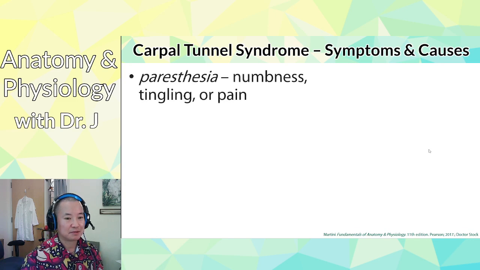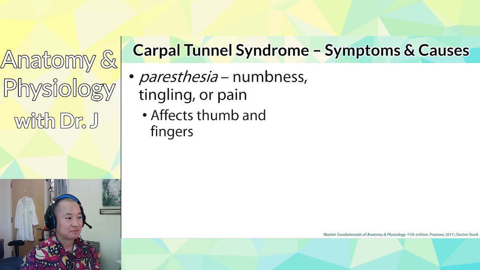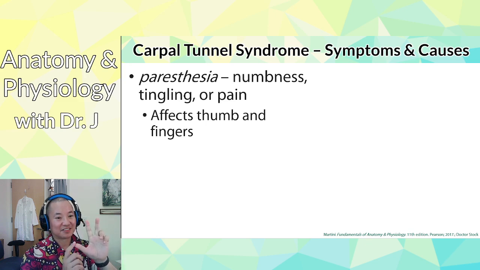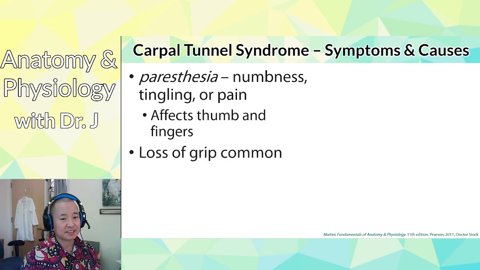A common sign is paresthesia. This could be feeling numbness in your wrist or forearm. You might feel tingling, or pain, or a combination of all of those. It typically affects the thumb and digits 2 and 3, and also half of 4. A loss of grip is a common symptom of this as well, because paresthesia is a sensory symptom.